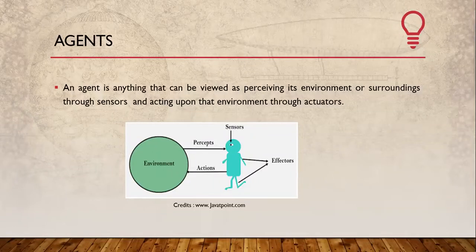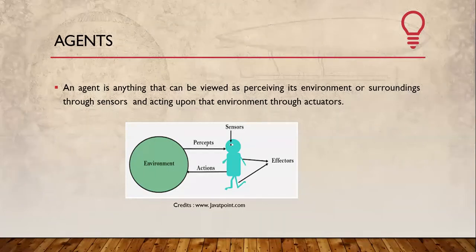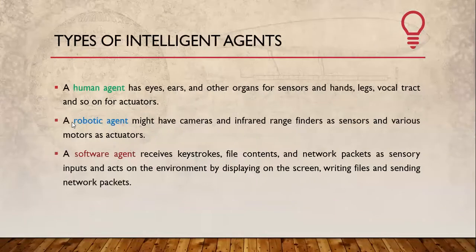Okay, so I think in a previous session we also discussed that when we talk about agents, we talk more about perception, about taking input, and about giving the output. That's the definition of an agent. Let's go ahead. Now, types of intelligent agents.